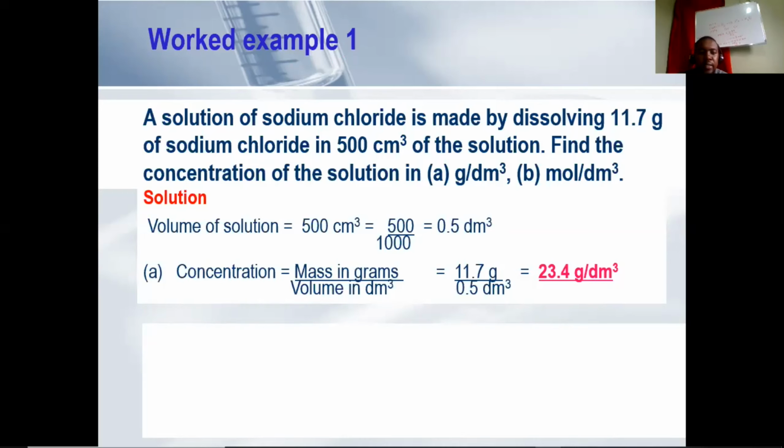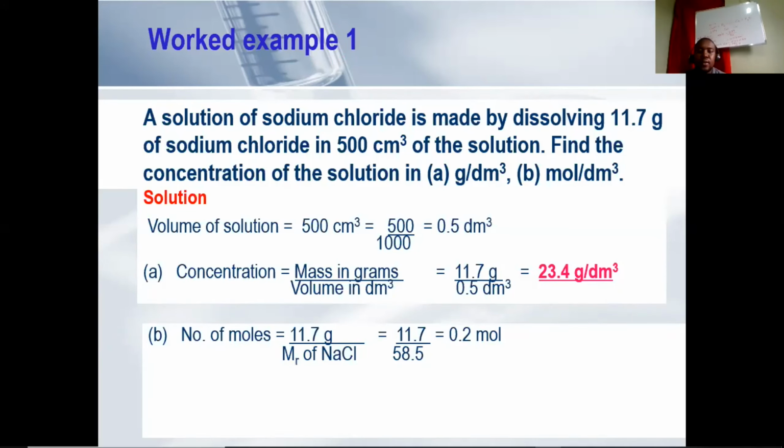So the first part is concentration for the mass. So it's the mass divided by the volume. Right, so we're given the mass 11.7 grams and we divide it by the volume and we get 23.4 gram per dm cube. Part B now asks us in mole per dm cube. So that means we have to use the mass given, which is 11.7, to find the mole. And we know that mole is equal to mass over molar mass. And the molar mass of sodium chloride is 58.5. So it's 11.7 divided by 58.5, we get 0.2 moles.